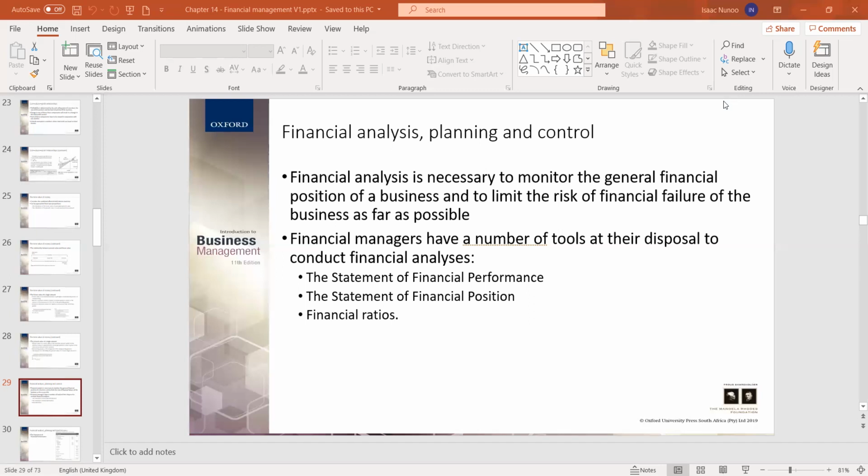And the last to talk about is the financial ratios. Financial ratios give the relationship between two items. These two items are the financial statements, especially the statement of financial performance and the statement of financial position. The relationship between these two is what we term the ratios of financial position.